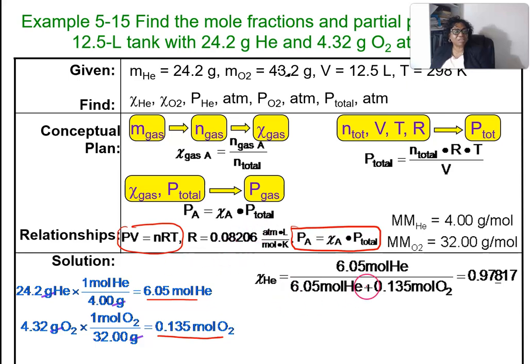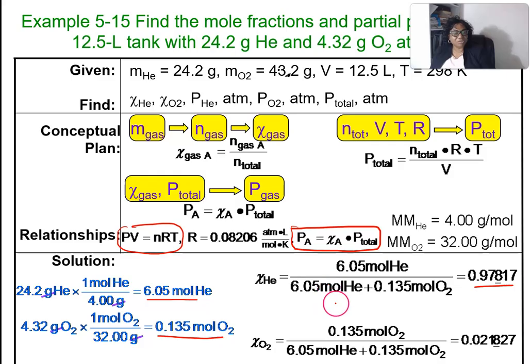Then we find the mole fraction of helium. That's the mole fraction of helium. You see, this is the number of moles of helium all over the total number of moles of both helium and oxygen. You sum them up. So this is how you get the mole fraction. So the mole fraction of oxygen is the number of moles of oxygen all over the total number of moles. That's it.